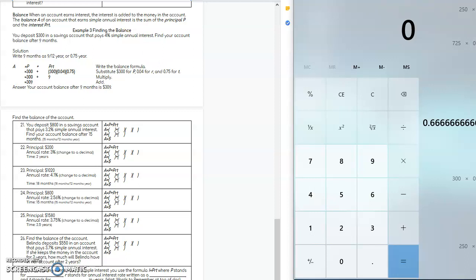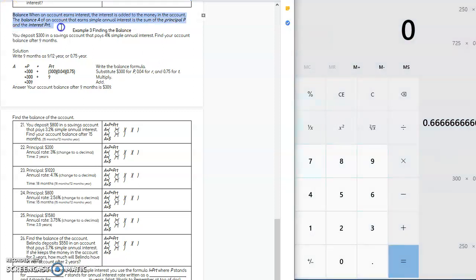So balance is when an account earns interest. The interest is added to the money in the account. The balance A of an account that earns simple annual interest is the sum of the principal P and the interest PRT. So again, we're just going to do exactly what we did before, adding the principal back in. So A is going to be our balance variable, is equal to P, principal, plus PRT. So we're going to find that interest and add principal simply back in.